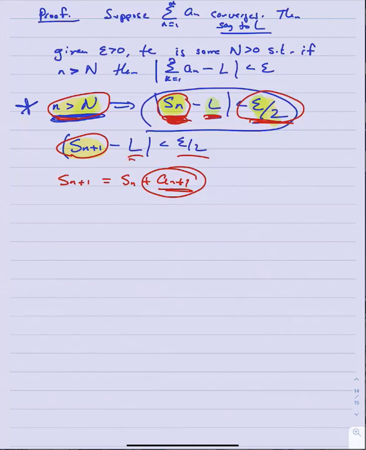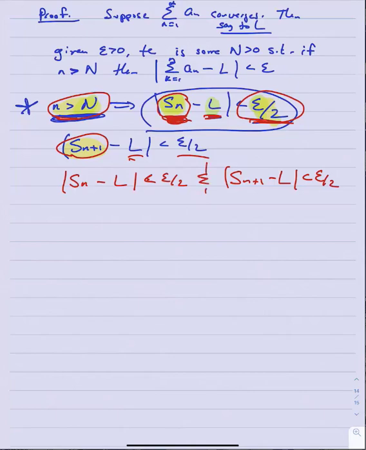All right, so what I've got now, if I just summarize here, is S sub n minus L is less than epsilon over 2. But of course, if that's less than epsilon over 2, so is S sub n plus 1 minus L.